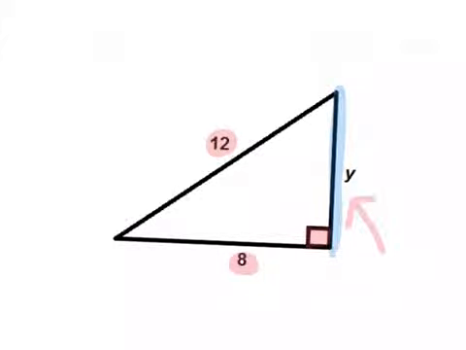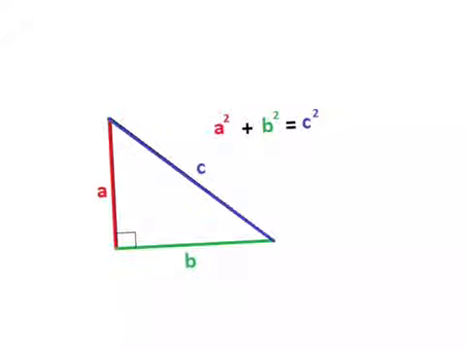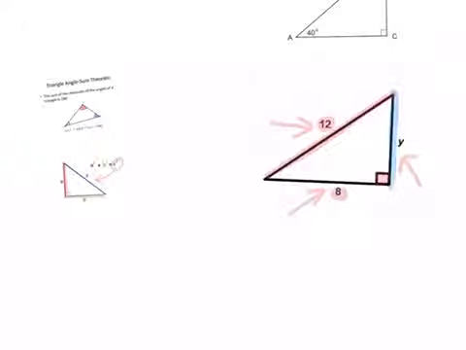Why? Because the other side lengths are already given to us. As you can see, the hypotenuse is represented with 12, and the other leg is represented with 8. So we can go ahead and use the Pythagorean theorem to solve for a missing side length. We always represent the legs with A and B, and the hypotenuse is always represented with C. So let's go ahead and try that out here.